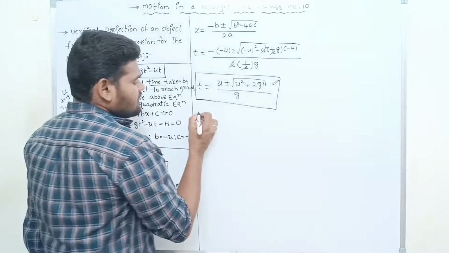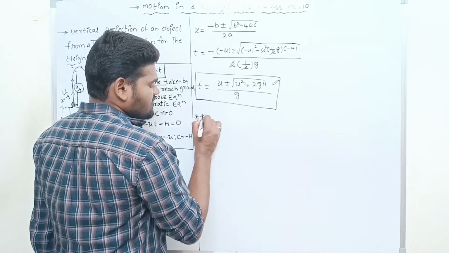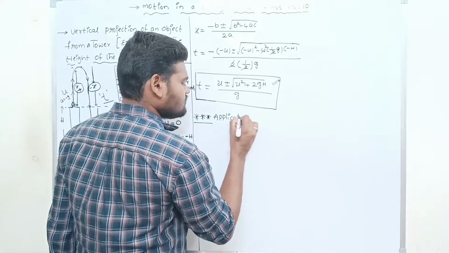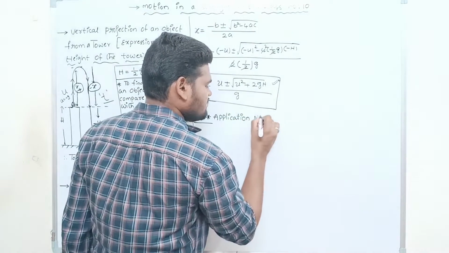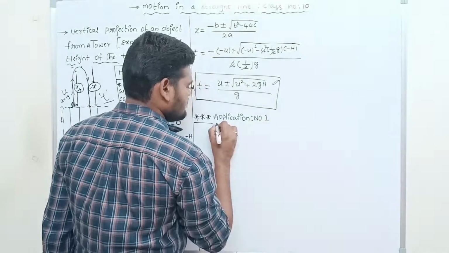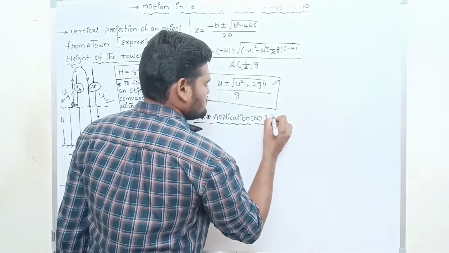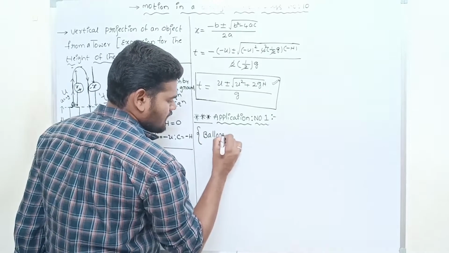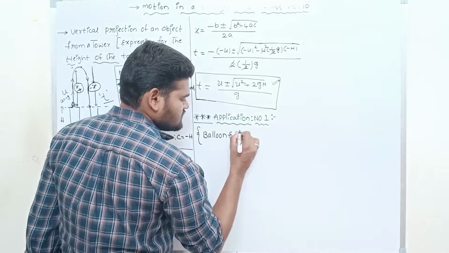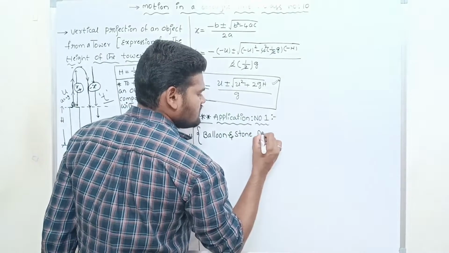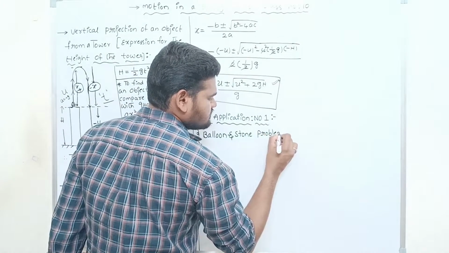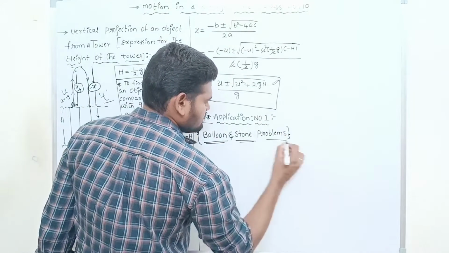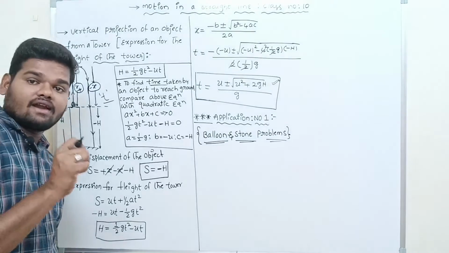Okay, very good. So based on this concept, we have one application. Application number 1. This application is also called balloon and stone problems. Balloon and stone problems. So how to solve the balloon and stone problems?